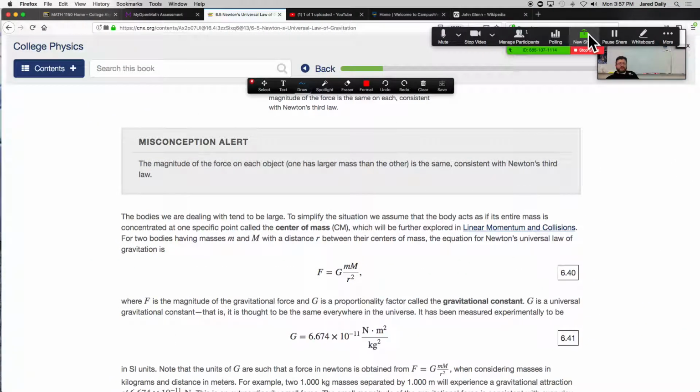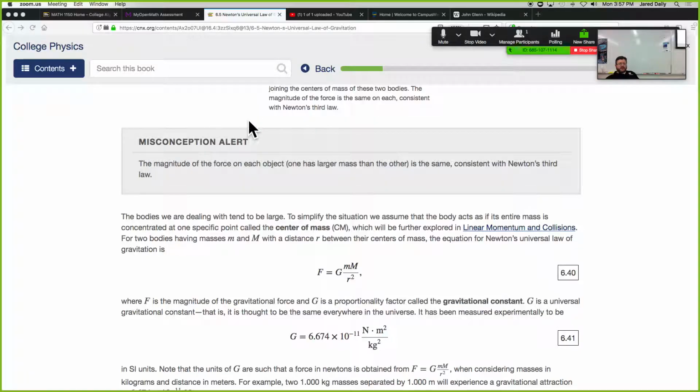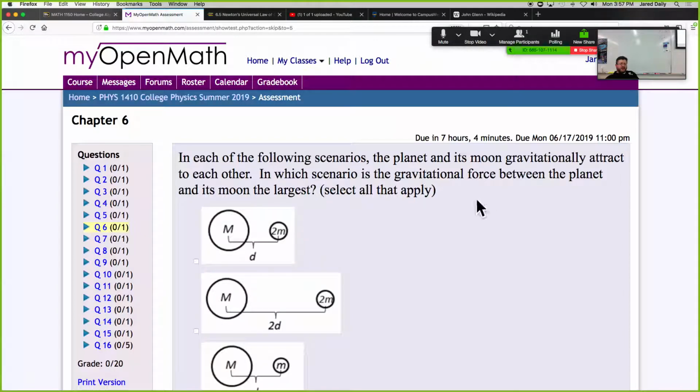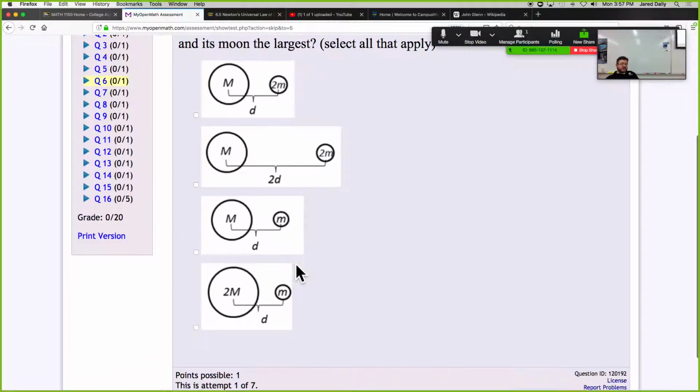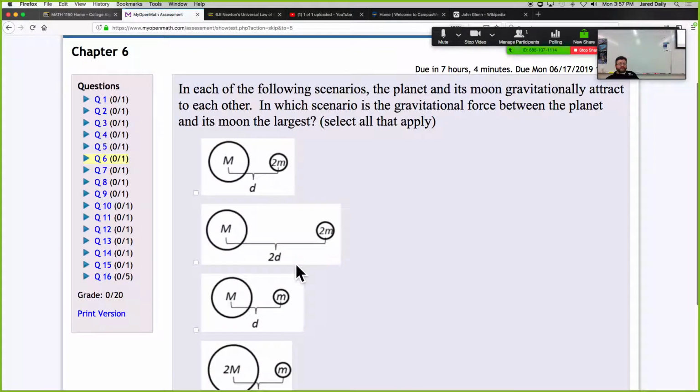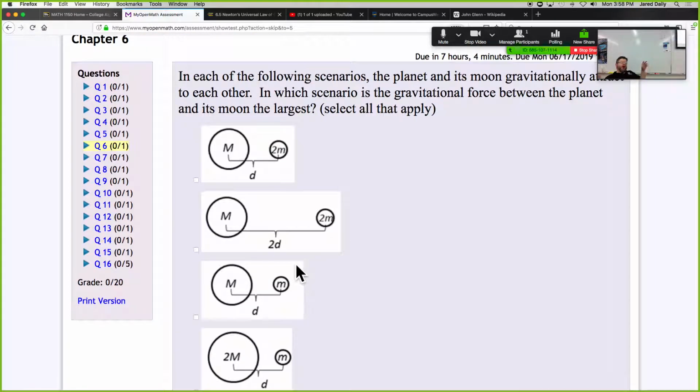Let's see, need to go back here. So anyway, this is Newton's gravitational law here, and with each one of these things, there's a different mass in each one, but they're not telling us what the masses are, and they're not telling us the distances. They're just giving us some different scenarios. They want to know, where is the force the largest? Well, the easiest way to do this is to just plug these things into that equation and see which one gives you the biggest number.